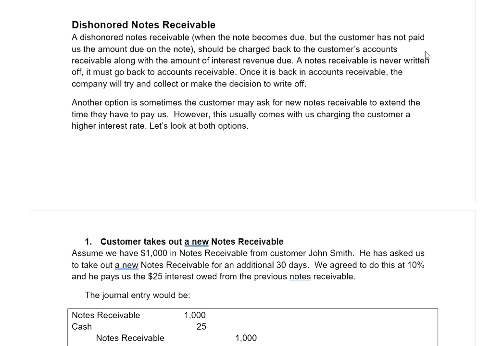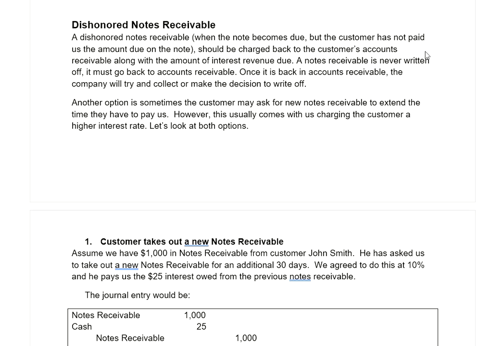It could be charged back to the customer's accounts receivable for the principal plus the amount of interest revenue that's due, and then we can hope to collect it from there. A notes receivable, though, is never written off. It's moved back into accounts receivable, and if we do never receive the money, at that point we can write it off like in the previous video.